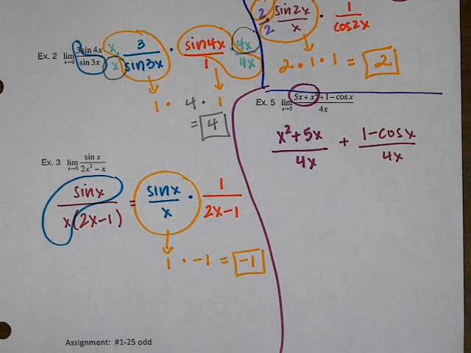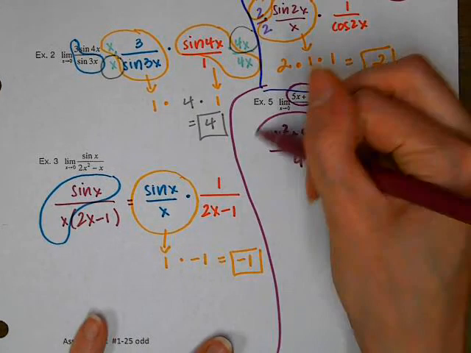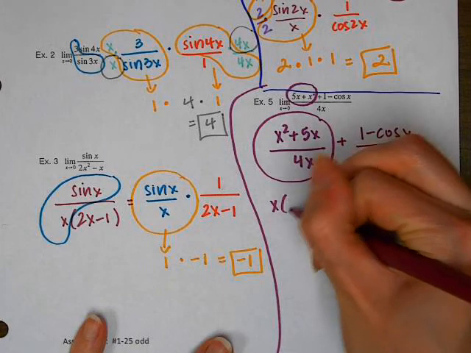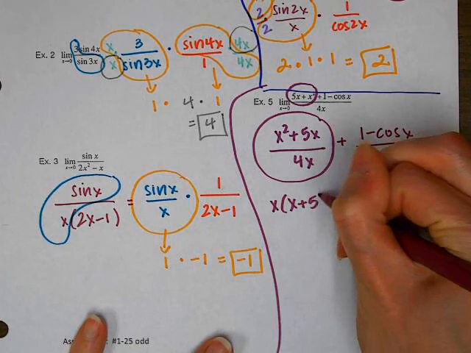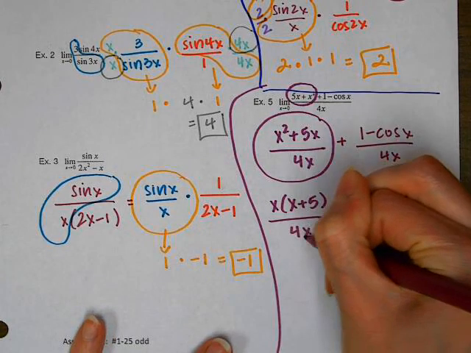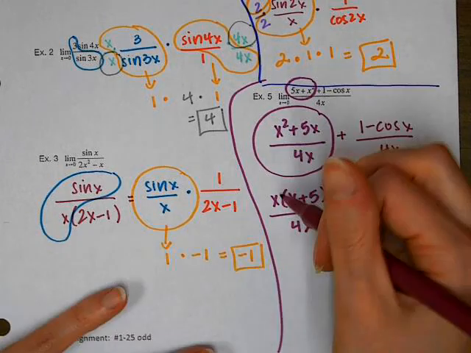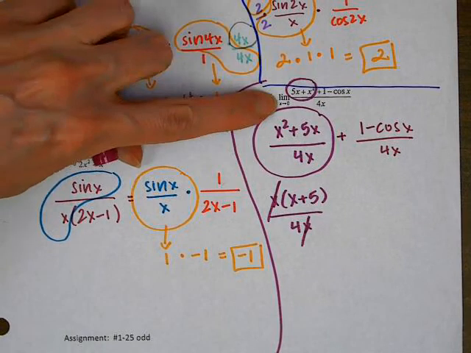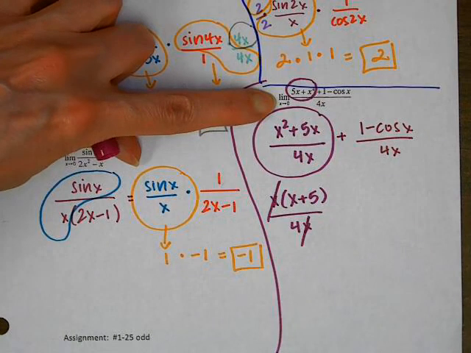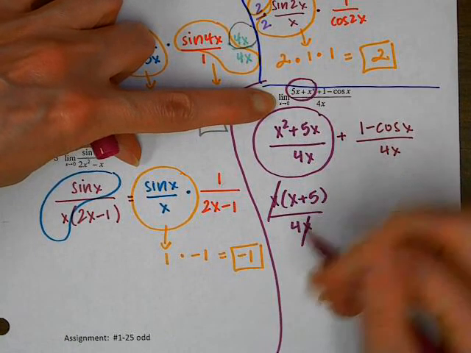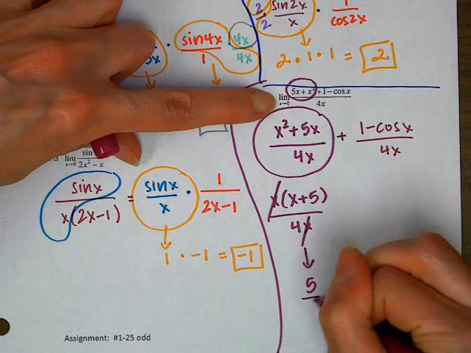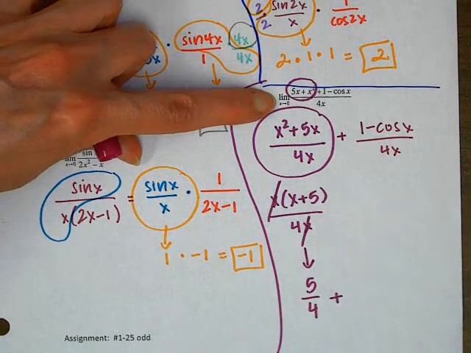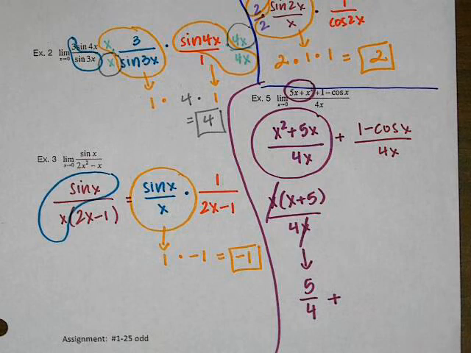Okay, so now if we want to find the limits of these, well, this guy, we can just factor out an x, right? And it would be x plus 5 over 4x. And then you guys know the x's cancel. And then if you evaluate this as x approaches 0, you end up getting 5/4. Okay, so this guy's just 5/4. And now we'll work on this one.